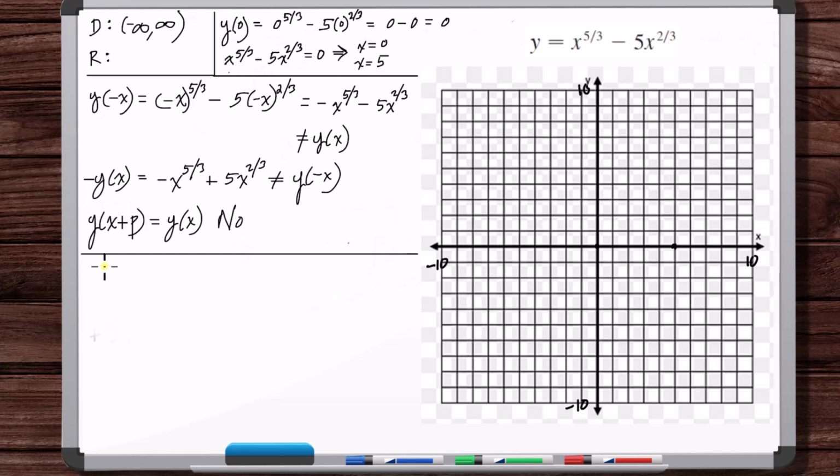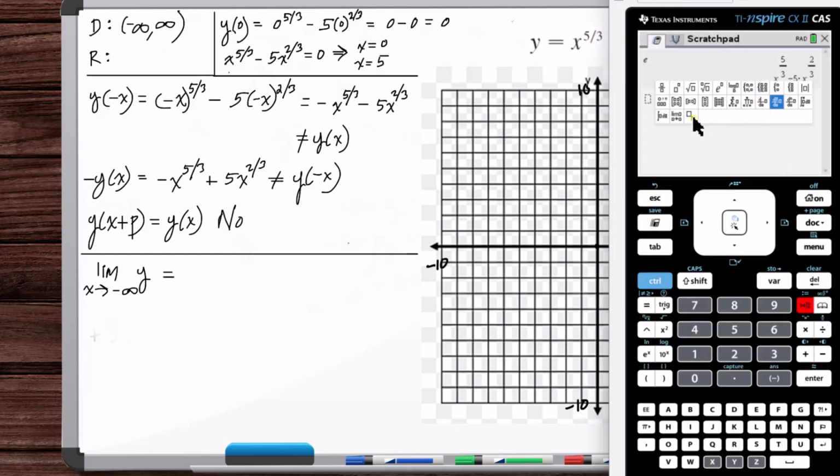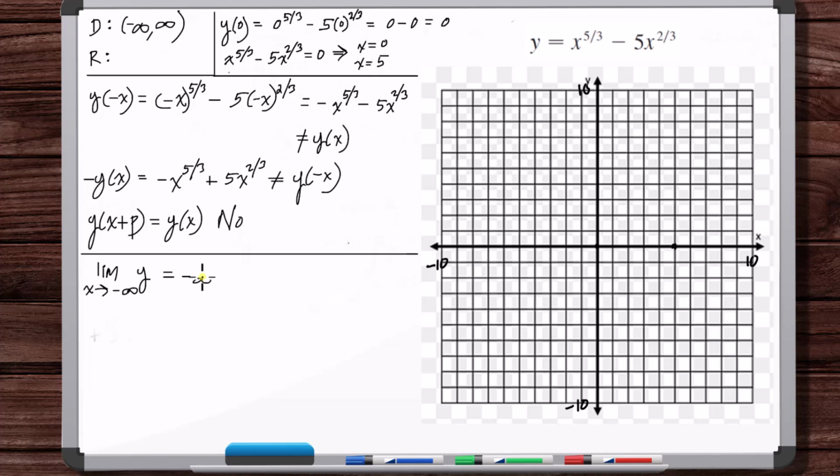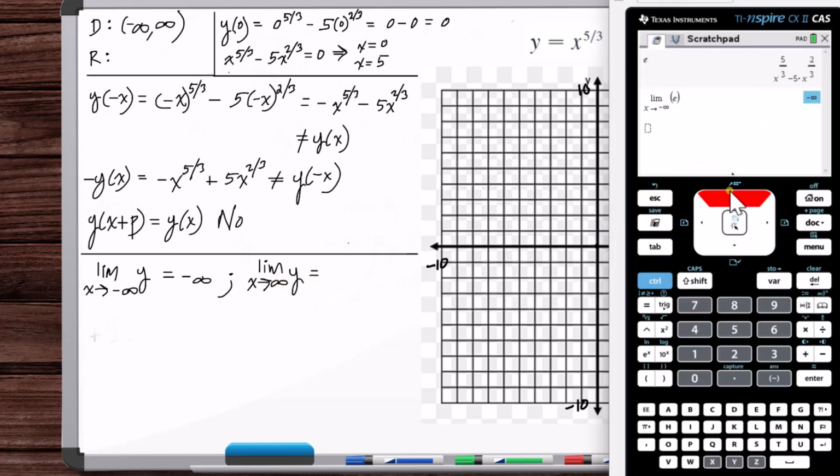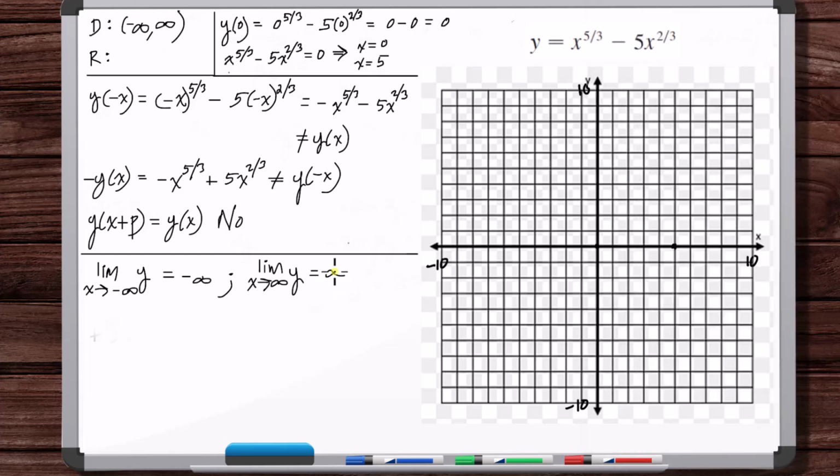Okay. Next, the endpoint behavior. Let's take the limit as x approaches each of the endpoints of the domain of the function. The limit as x approaches negative infinity of e is negative infinity. What is the limit as x approaches infinity? This is equal to infinity. Okay, that's the endpoint behavior.